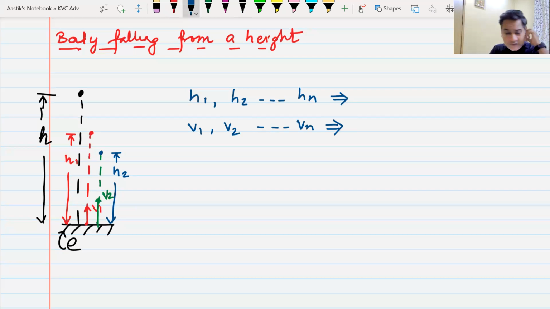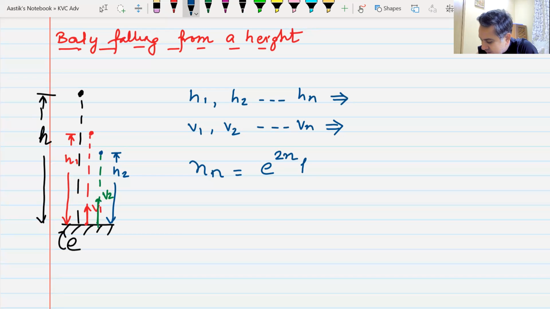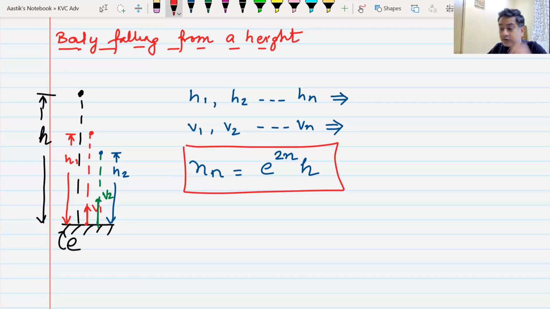Now we can easily prove it, but we are not going to see it. The height hn can be given by this formula: e raised to the power 2n times h. So after the first rebound, the height it will reach will be e square into h. After the second, e raised to the power 4 times h, then e raised to the power 6 times h, 8 times h, and so on.